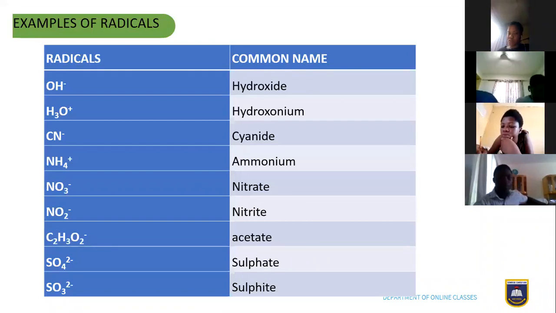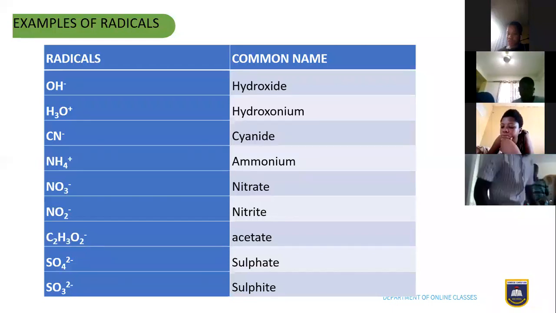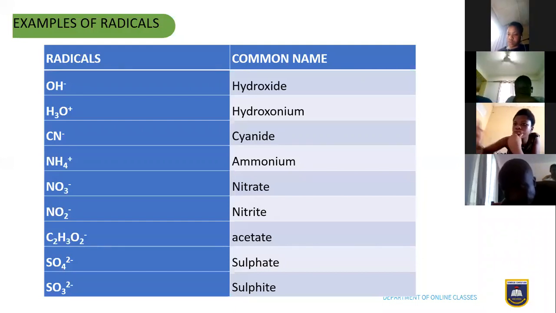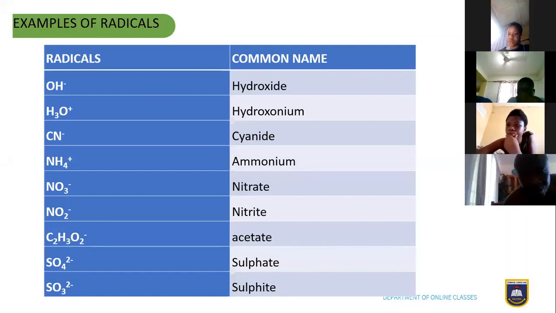All of you, no exception, must know these radicals by heart. You must find a way of committing the names of these radicals to memory, because you need them to be able to write the correct formula of compounds and give the correct names of compounds. So when the word ammonium is in the name of a compound, you should know ammonium is NH4 plus, and it should come to your mind quickly. That's the only way by which you'll be able to give the correct name of the compound.